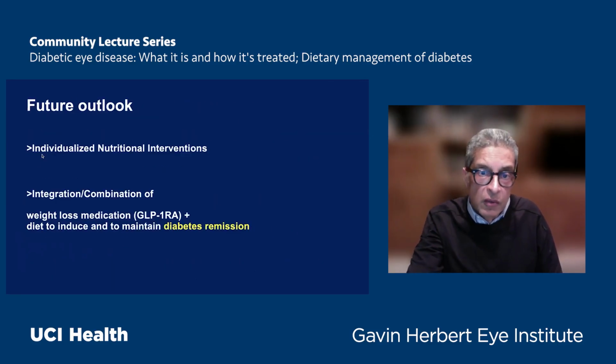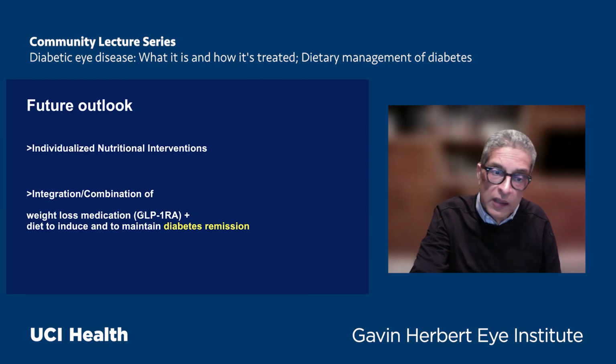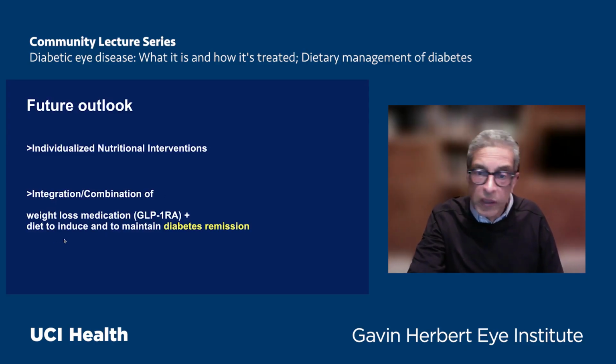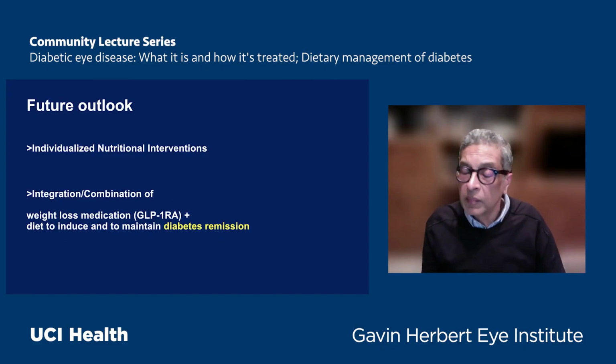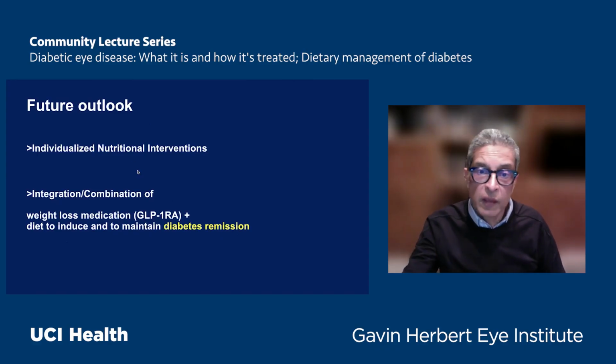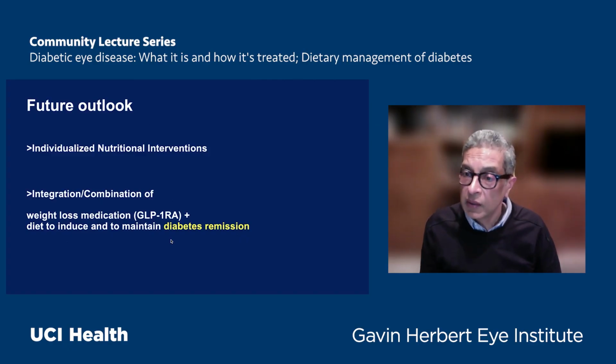And so the future outlook is going to be the individualized nutritional interventions. There's also going to be an integration or combination of these newer weight loss medications that everybody's talking about, the GLP-1 receptor agonists, to induce the weight loss and diabetes remission, and then find ways of removing this treatment as well to remain diabetes free without medication. So those are the new developments that we're going to be looking at very carefully and trying to implement into our patient care.